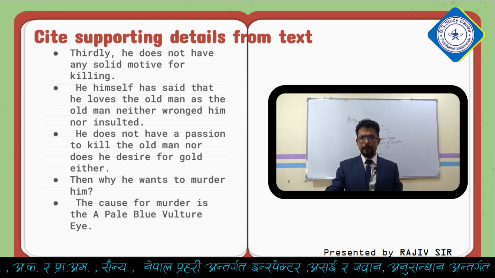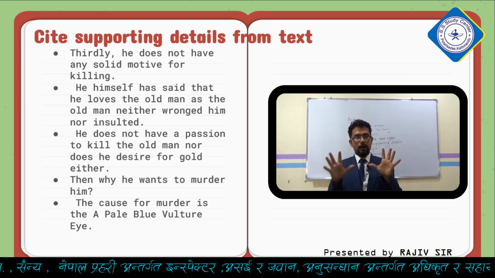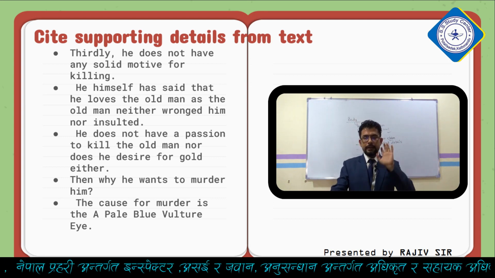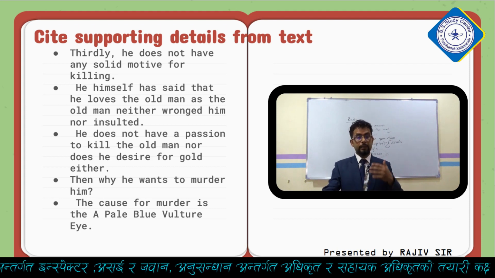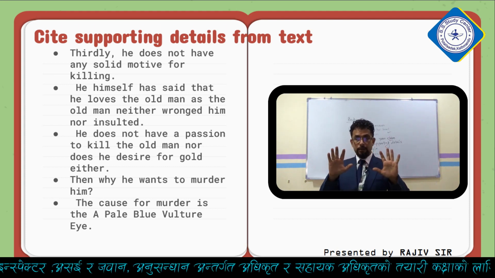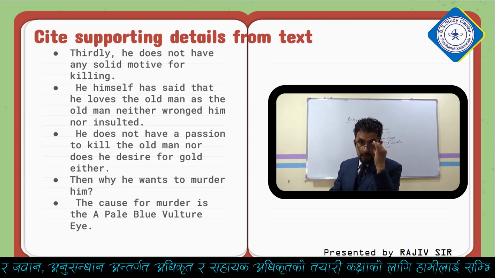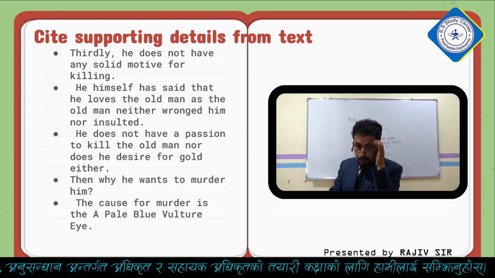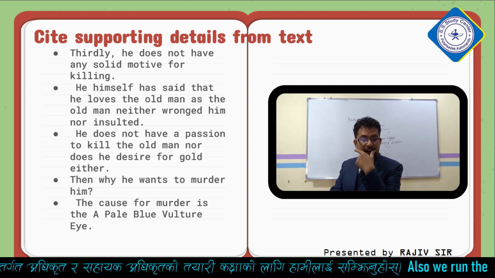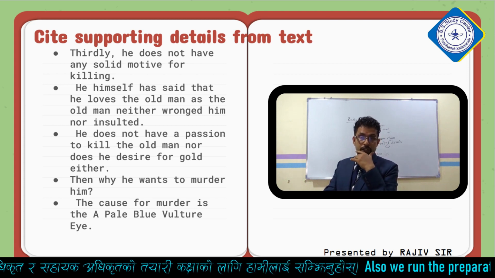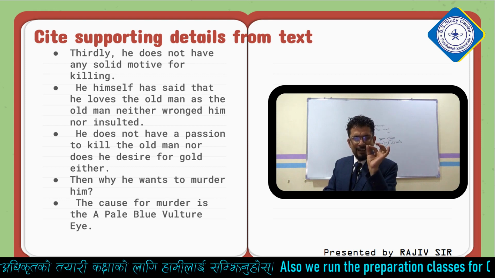Now bring the supporting details from the text. See, in that text, what does he say? Passion, there are none. I love that old man. He had never wronged me. He had never given me insult. For his gold, I had no desire. I think his eye. Yes, it was this. One of his eyes resembled that of a vulture, a pale blue eye. So because of that eye, he is going to kill him.